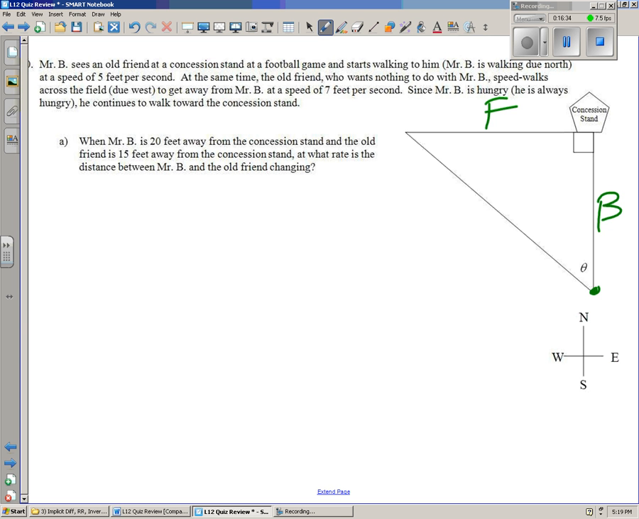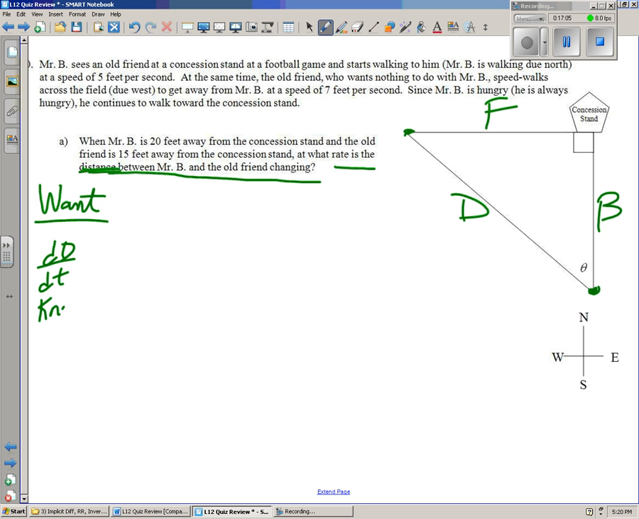So it says when Mr. B is 20 feet away from the concession stand and the old friend is 15 feet away from the concession stand, at what rate is the distance between Mr. B and the old friend changing? So we have to identify what we want. And what we want is the rate at which the distance between the two guys is changing. So this quantity is changing. So I want dD over dt.